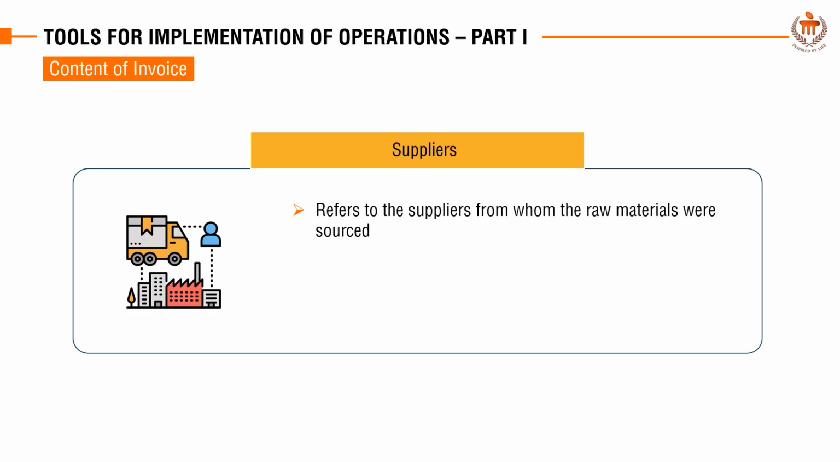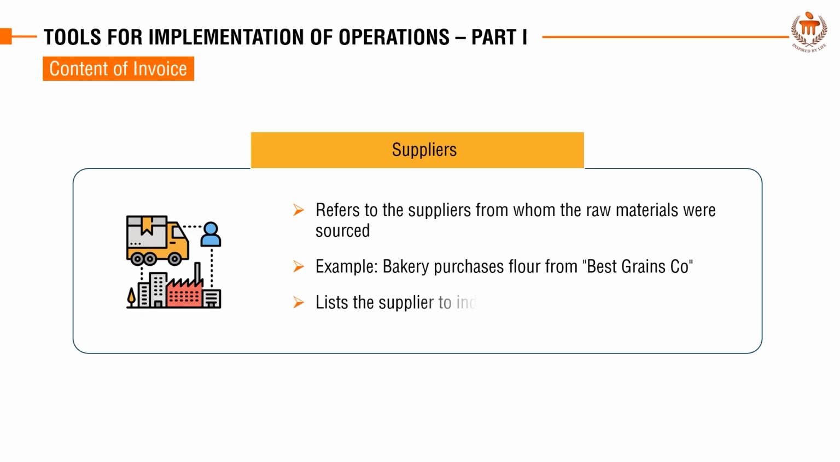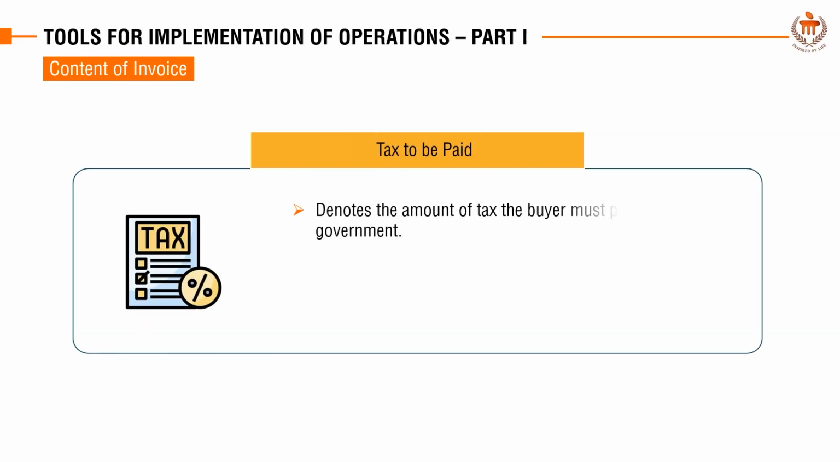Additionally, an invoice includes several important components that outline the details of a transaction. Here are three additional key elements. Number one, suppliers. This refers to the suppliers from whom the raw materials were sourced. For example, if a bakery purchases flour from Best Grains Company, the invoice would list the supplier to indicate where the ingredients originated. Tax to be paid.